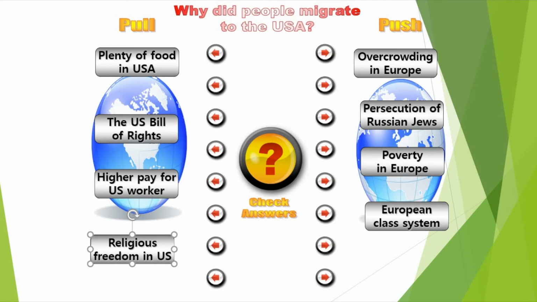What attracted them and pulled them into America is there's plenty of food available in the USA. There was lots of natural resources, for example, so there was lots of places to grow crops, etc. The US Bill of Rights granted certain rights and freedoms that weren't guaranteed in Europe. The workers in the USA, because the American government was trying to build and develop America at this time, there was lots of job opportunities available for migrant workers, and they could get higher wages than they would get equivalent back in Europe. And in America, there was the belief that there was religious freedom and people would be free to worship as they liked.